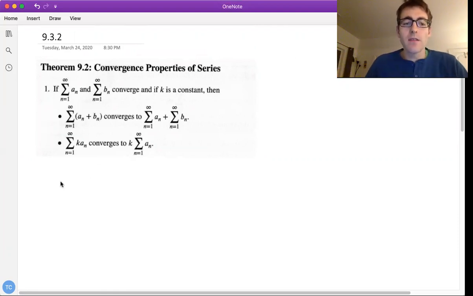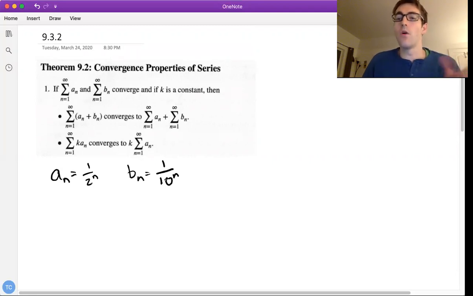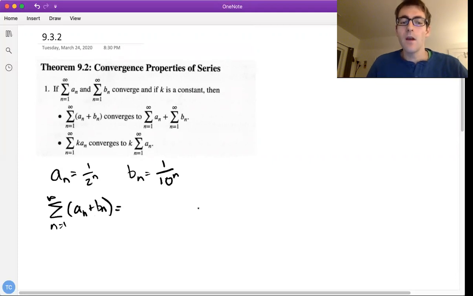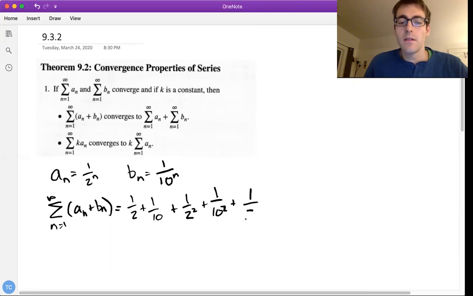This should make sense because if we have, let's say, our a_n is 1 over 2 to the n, and our b_n is something like 1 over 10 to the n, so something like 0.1, 0.01, 0.001, etc., then the sum from n equals 1 to infinity of the sum of these things is going to be a1 plus b1 plus a2 plus b2 plus a3, etc.